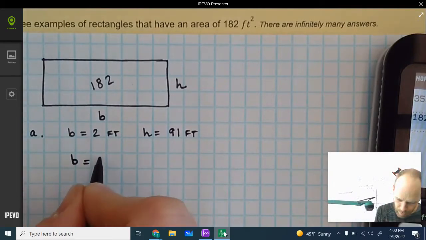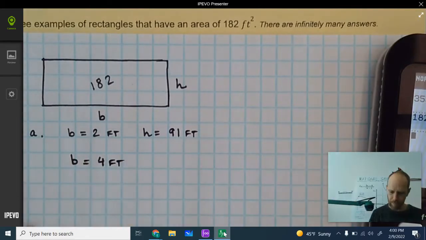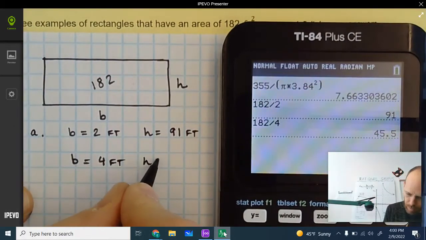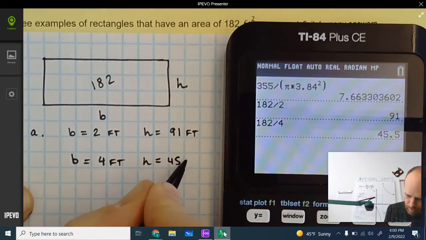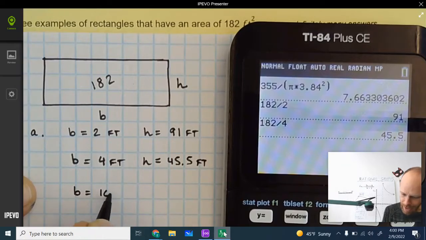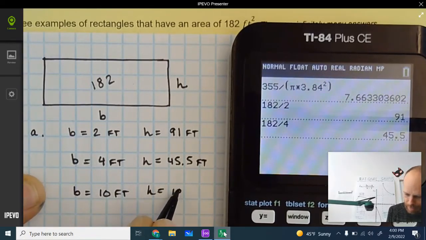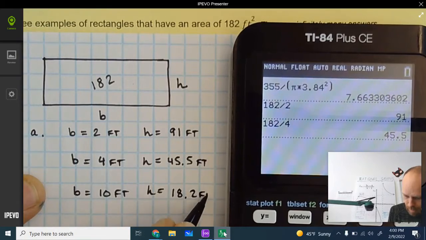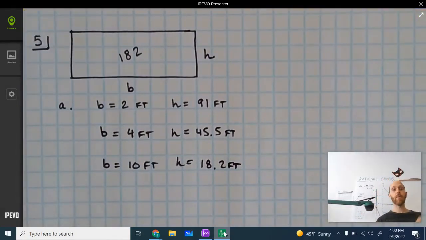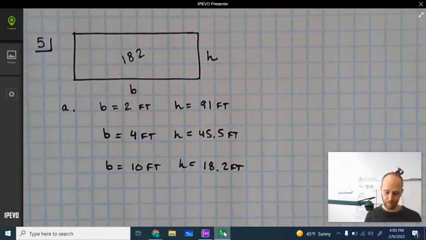Also, if the base was 4 feet, then the height would have to be 182 divided by 4, so 45.5 feet. Also, if the base was 10 feet, I'm just making up numbers now, then h would have to be 18.2 feet. There are bazillions and bazillions of different rectangles that have this measurement.